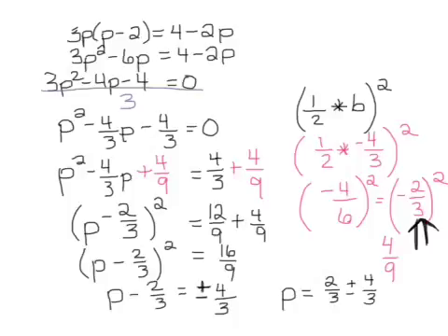Now, in order to get our final answer, we have to approach the plus or minus sign 2 ways. So we do 2/3 plus 4/3. That will give us 6/3, which is just 2. And 2/3 minus 4/3 would give us a negative 2/3. So those are our two solutions by completing the square.